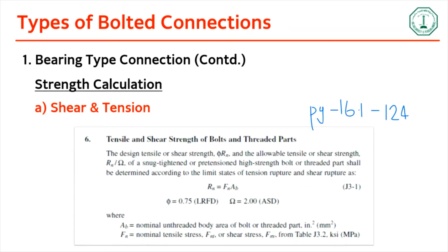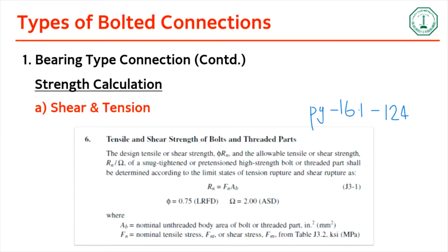You see that the heading is tensile and shear strength of bolts and connected parts. This equation is used for both shear as well as tension. What changes is, if you look into the next page, 125, you see Fn, so it is based on the requirement. If you want tensile stress, we have Fnt, and if you want shear stress, we have Fnv.